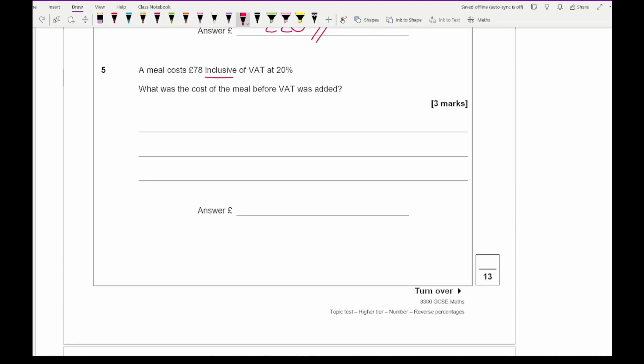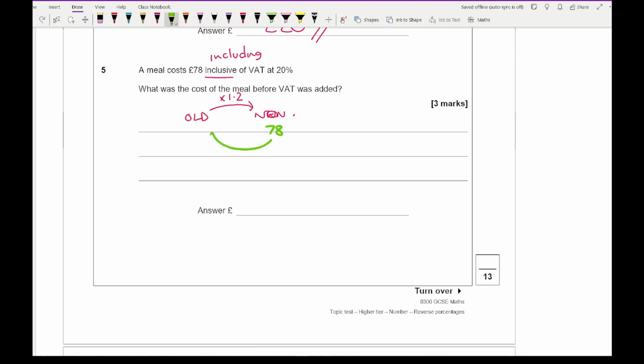Then moving on to question 5, it says that a meal costs £78 inclusive of VAT at 20%. Now inclusive basically means including. And it says what is the cost of the meal before VAT is added. So again, if I'm going from old to new, if I can spell new, which I've done twice now. So here, if I'm adding 20%, it's going to be 120%. So that's going to be times 1.2.